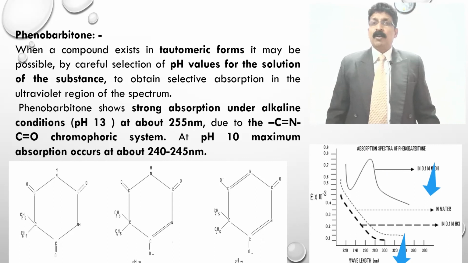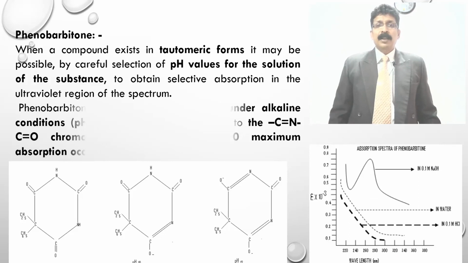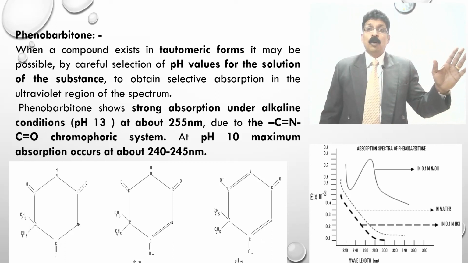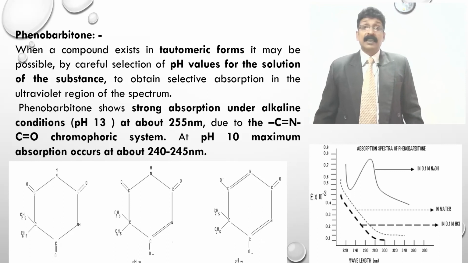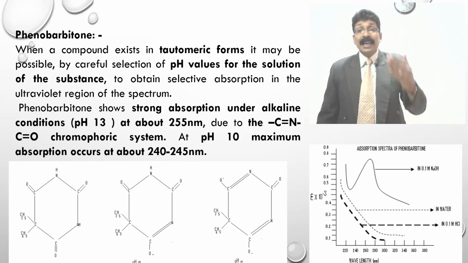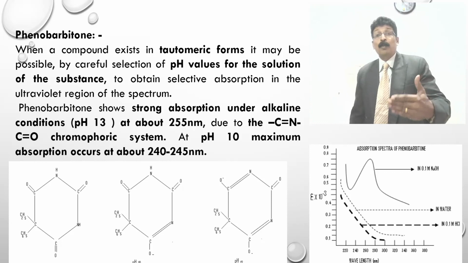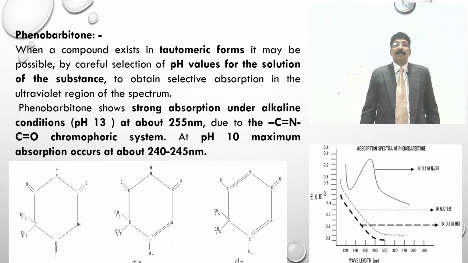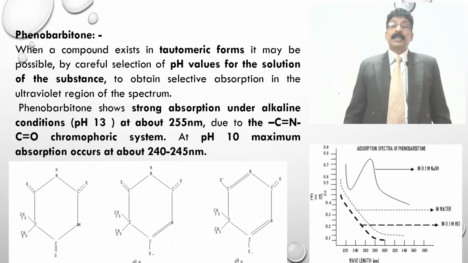At the same time, coming to this place in this structure, there are double-bonded O's. Two double-bonded O become, when the hydrogen of OH has been removed, that is the bond is removed, a resonance structure. When it comes to an alkaline pH, that enhances lone pair electron activity, the n to pi star transition, which helps to have 255 nanometer due to the C=N, C=O chromophoric system. At pH 10 the maximum absorption is 240 to 245, but at pH 13 you can get an absorption of 255. So that's why the solvent system plays a major role for any type of preparation.